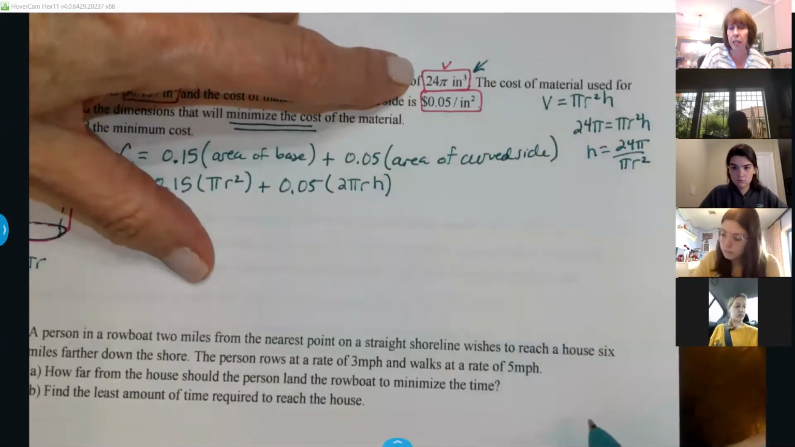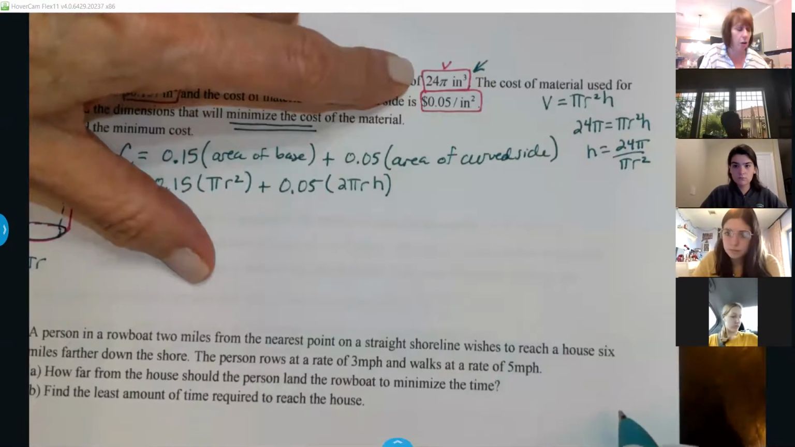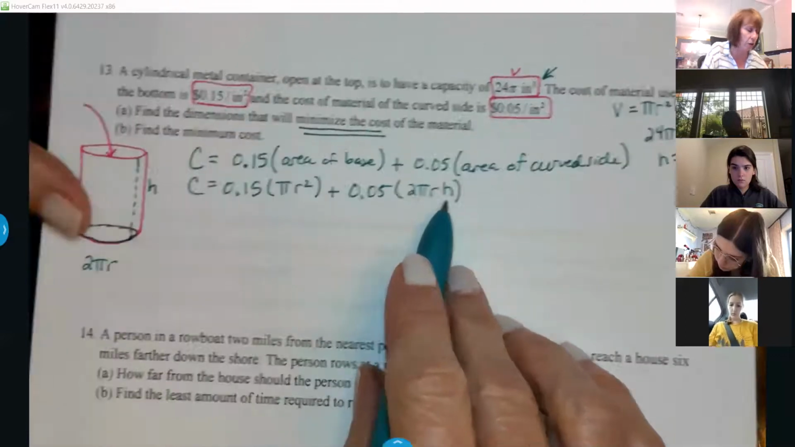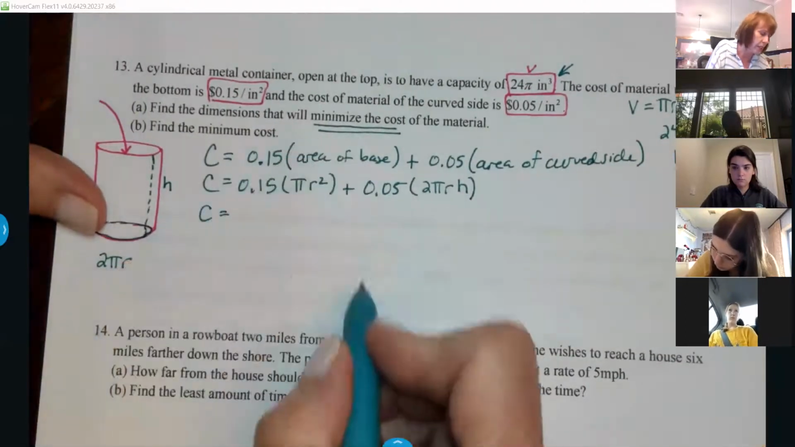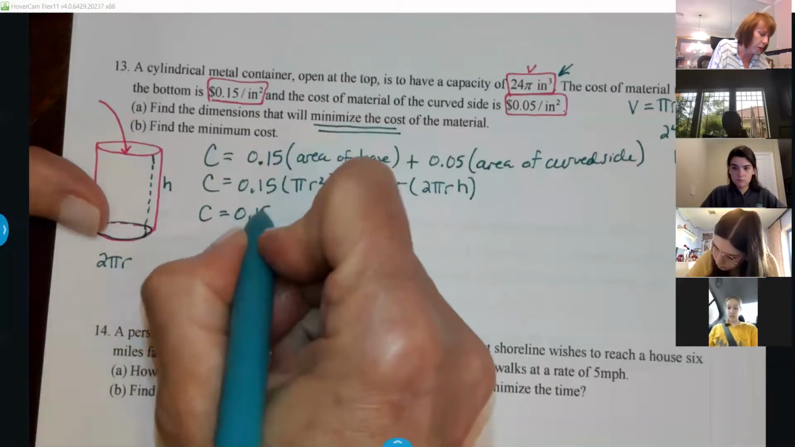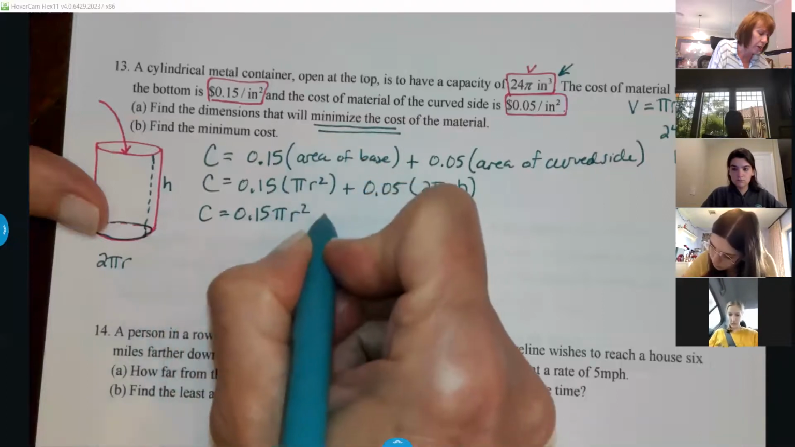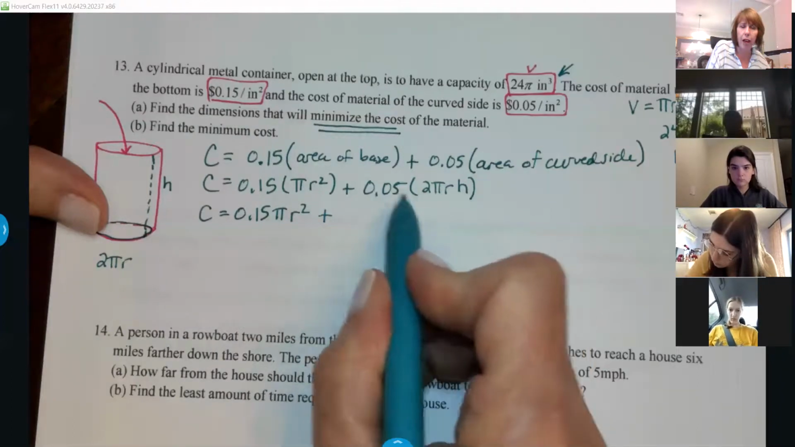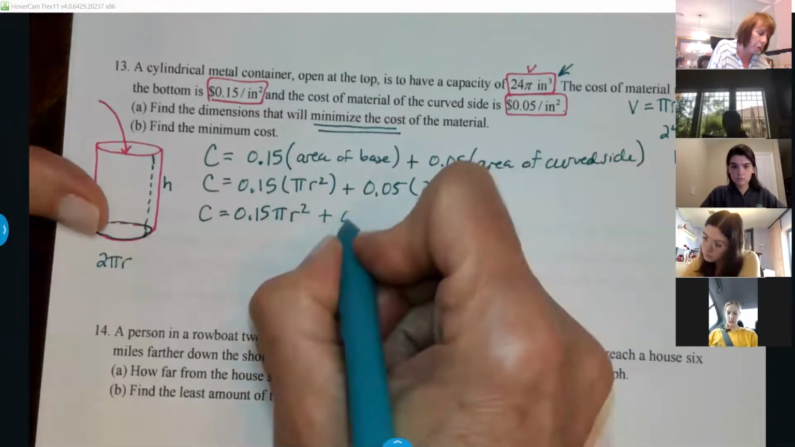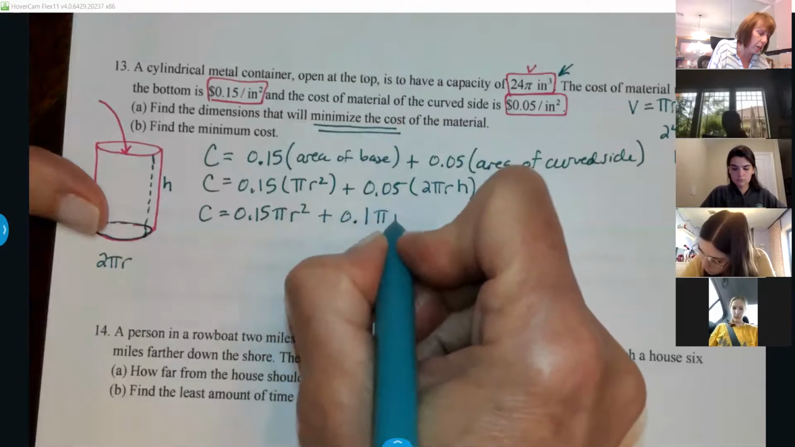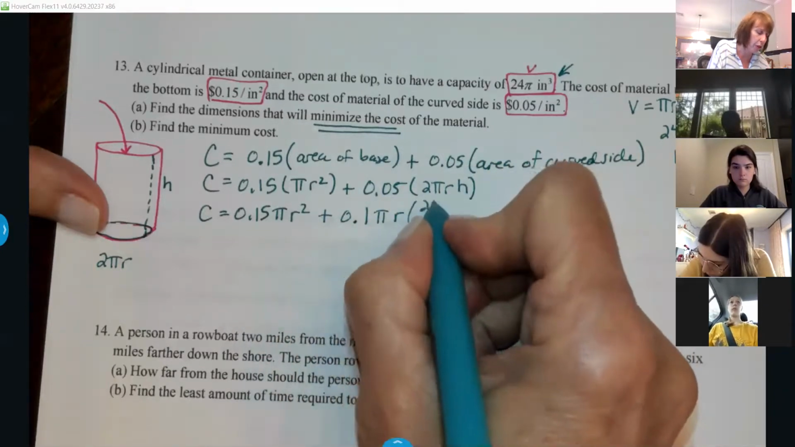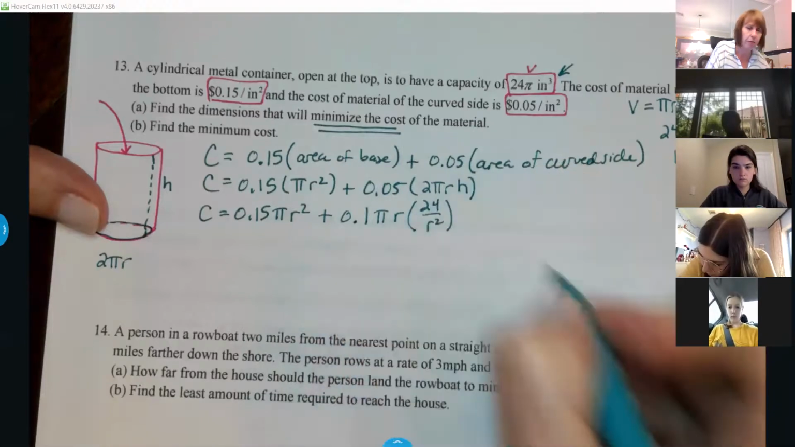And the pi's will cancel out, and h will be 24 over r squared. So I'm going to replace that h with 24 over r squared. So I'll have c is equal to 0.15 pi r squared plus, I'm going to go ahead and multiply 0.05 times 2, and that'll be 0.1. And then I'm replacing h with 24 over r squared.